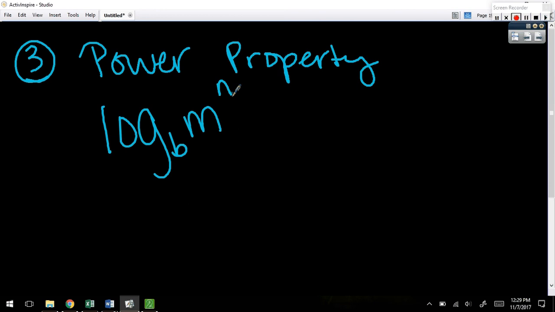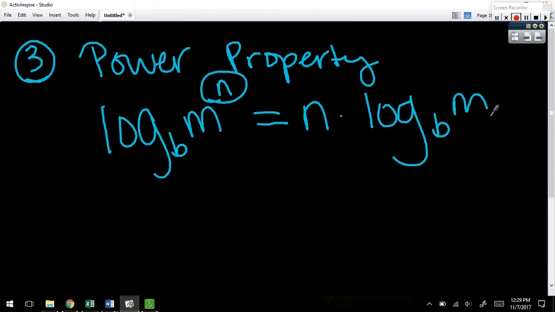Now, if logs are exponents, so I've got an exponent that I'm raising to another power, what do you do? Multiply it. So here, I'm going to bring this exponent around front and multiply. This is everybody's favorite log property. Why? It's easy. So basically, you're just bringing the exponent.